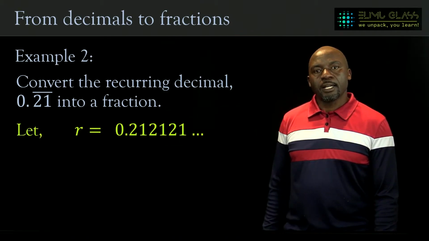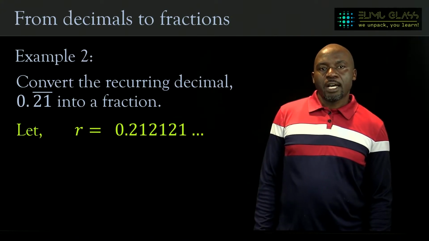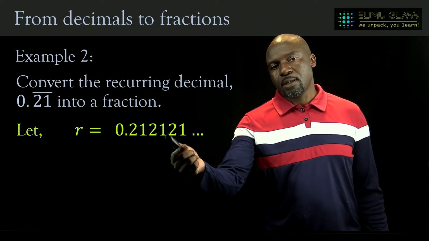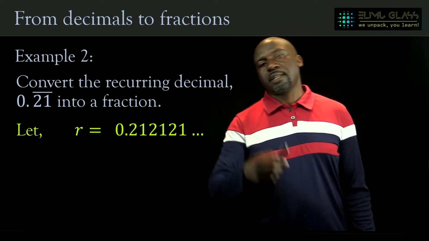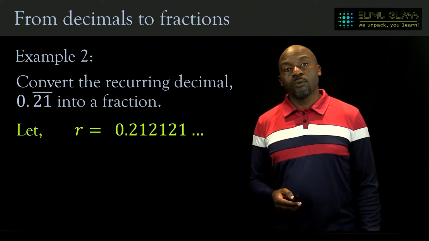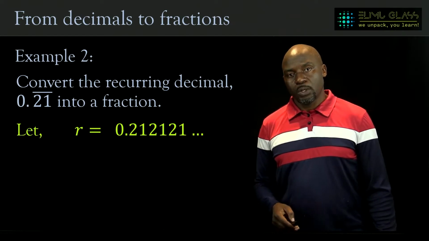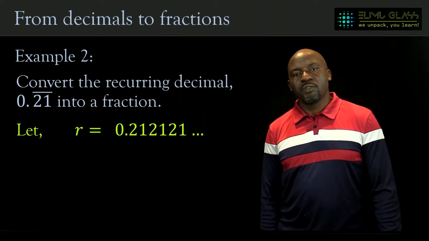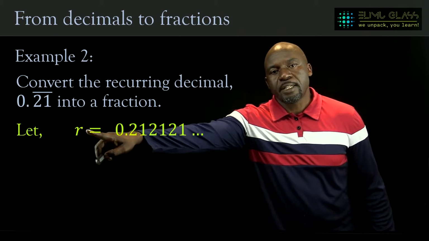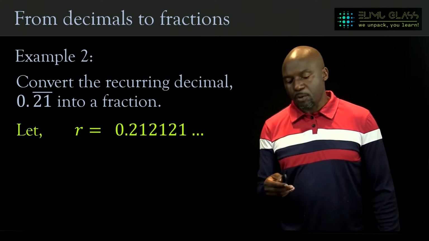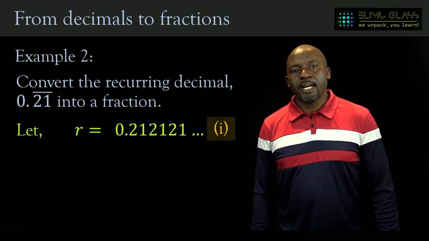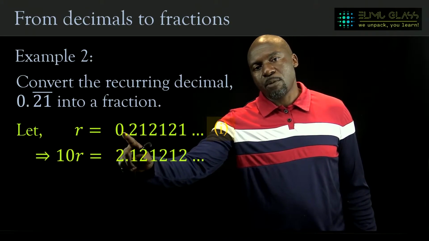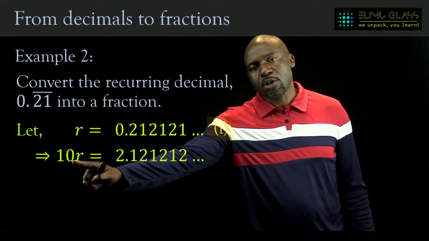So we let R, same thing we did earlier, represent the recurring decimal. Notice this is 212121 and so on, repeating itself to infinity. We want to see what that is as a fraction. Can we multiply by 10? If we multiply this equation by 10, the same way we did with the previous one, we get 2.1 because the decimal point moves forward one step.